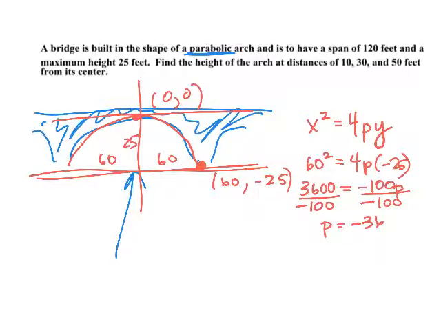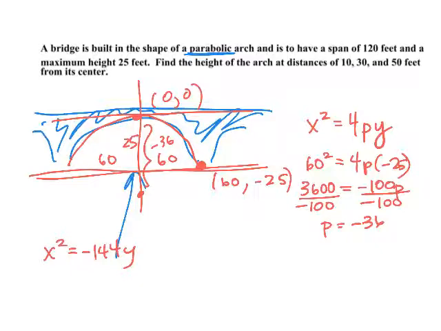All right, so p for this shape, which is kind of odd, it's actually down here in the ground, because if that's 25, it's actually a distance of negative 36. But that's okay. Let's now write our equation. So x squared equals 4 times negative 36, which is negative 144y. And now we can use this equation to find the answers to our question.